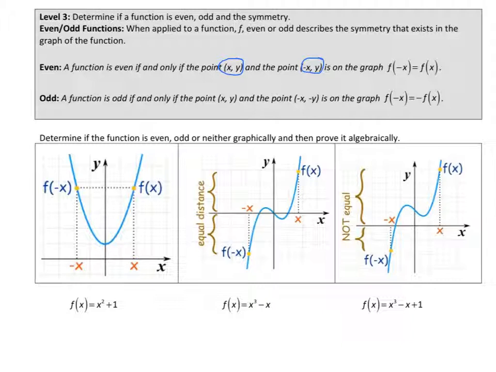What that means, if we look down at this picture, this first one is an even function. Let's say this point right here is the point 2, 5. Then the point negative 2, 5 should also be on the graph, which it is. So that's the definition of even symmetry. And from a graph, even is the easier one to identify because it's symmetrical about the y-axis.